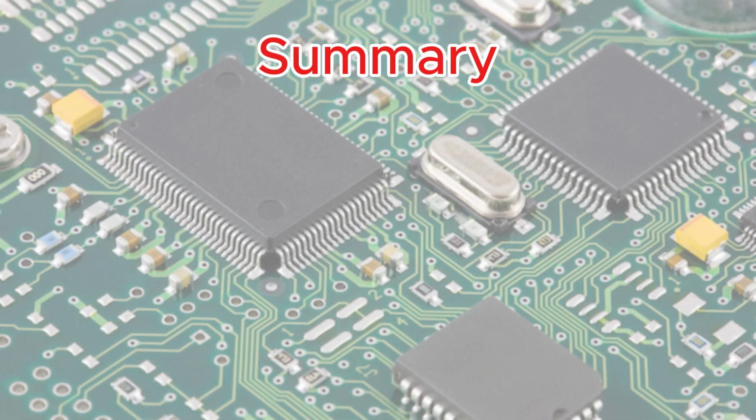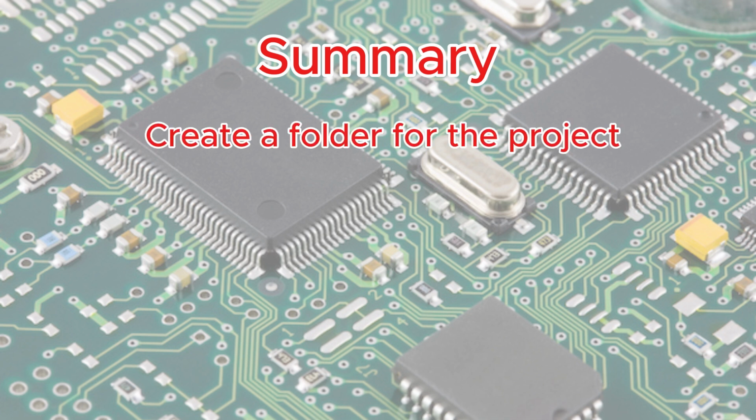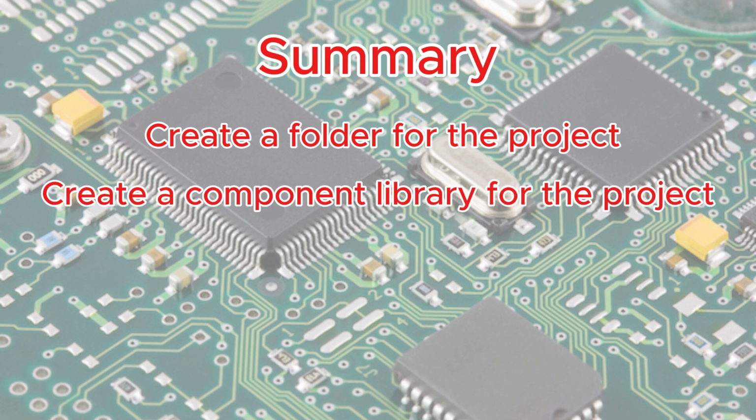Here is a summary of the process for setting up a project in Fusion 360 Electronics Design. First, create a dedicated folder for the project to keep all related files organized. Second, create a component library for the project. This ensures that all components used in the design are self-contained within the project. There are 2 ways to do this. You can either create a new library from scratch or import an existing library.